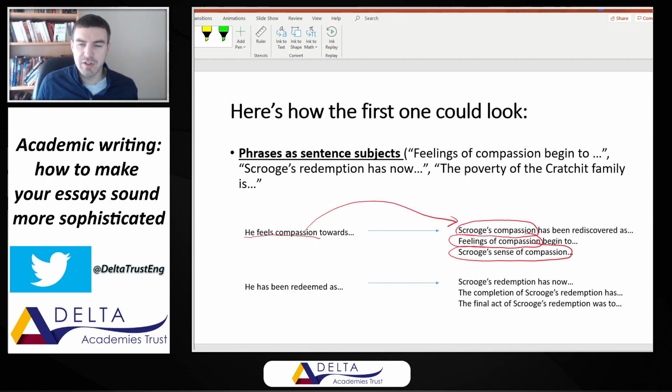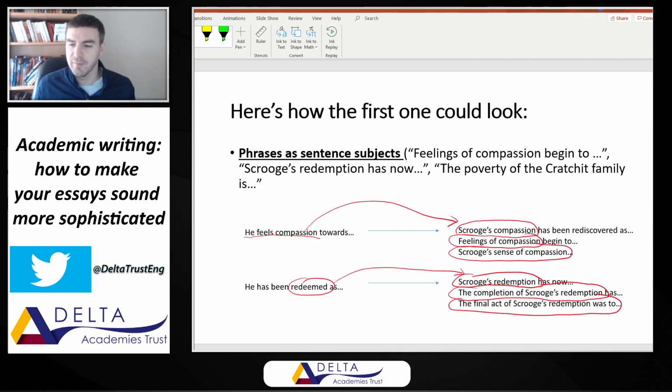Instead of saying he has been redeemed, focus on the idea of redemption and bring that to the front. So in this, Scrooge's redemption has now, the completion of Scrooge's redemption, if talking about stave 5, the final act of Scrooge's redemption was to become a second father to Tiny Tim. That's the sort of thing you would say there. So there's a practical example of how that could work. There's some more suggestions at the top, the poverty of the Cratchit family. It's about bringing the important thing to the front of the sentence, and that's going to make your writing better.